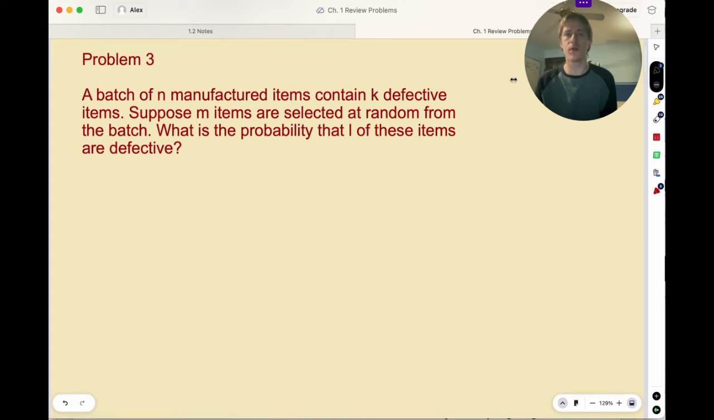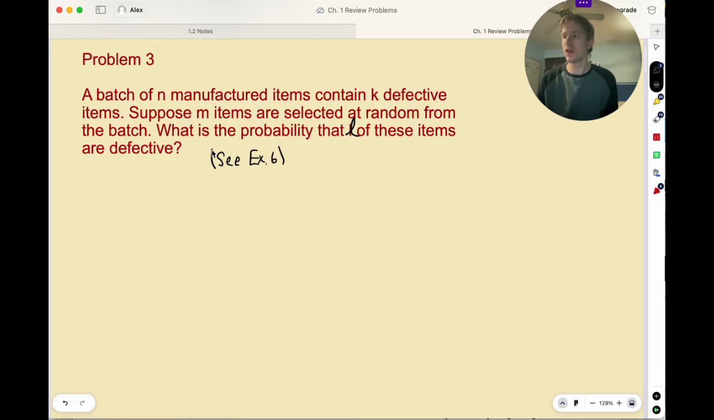All right, so problem number 3 says, a batch of n manufactured items contains k defective items. Suppose m items are selected at random from the batch. What is the probability that L of these items are defective? Okay, so if you want a reference, I would see example 6 that I did.